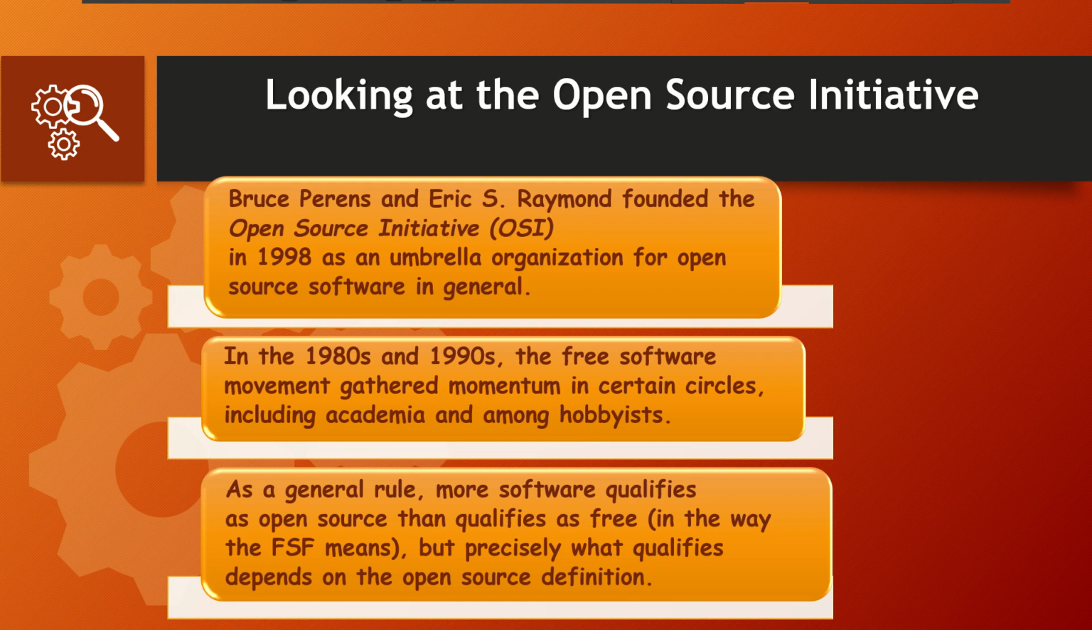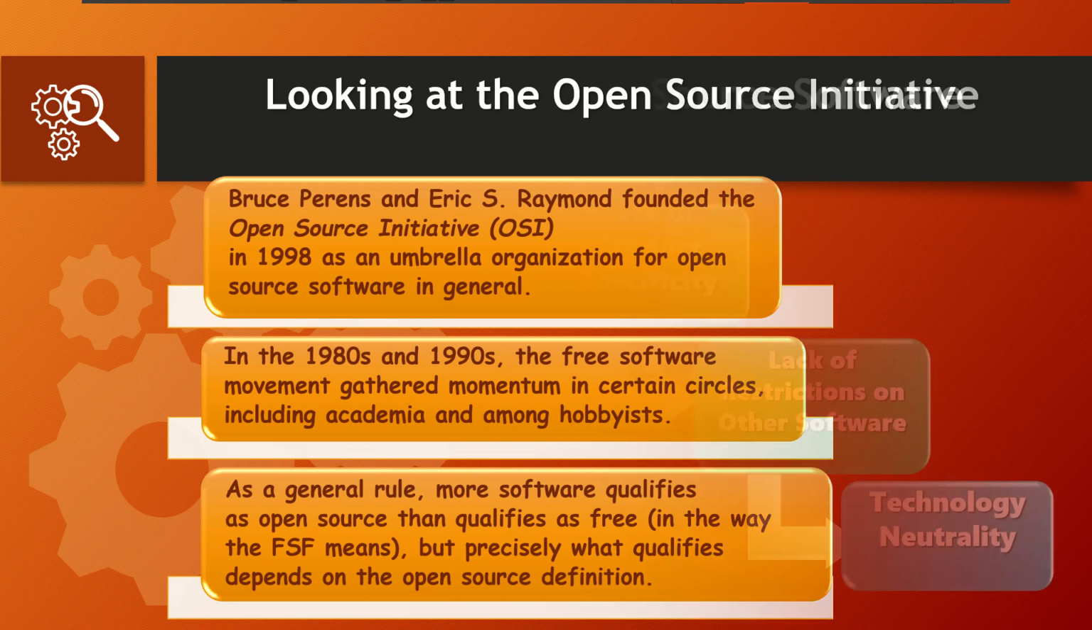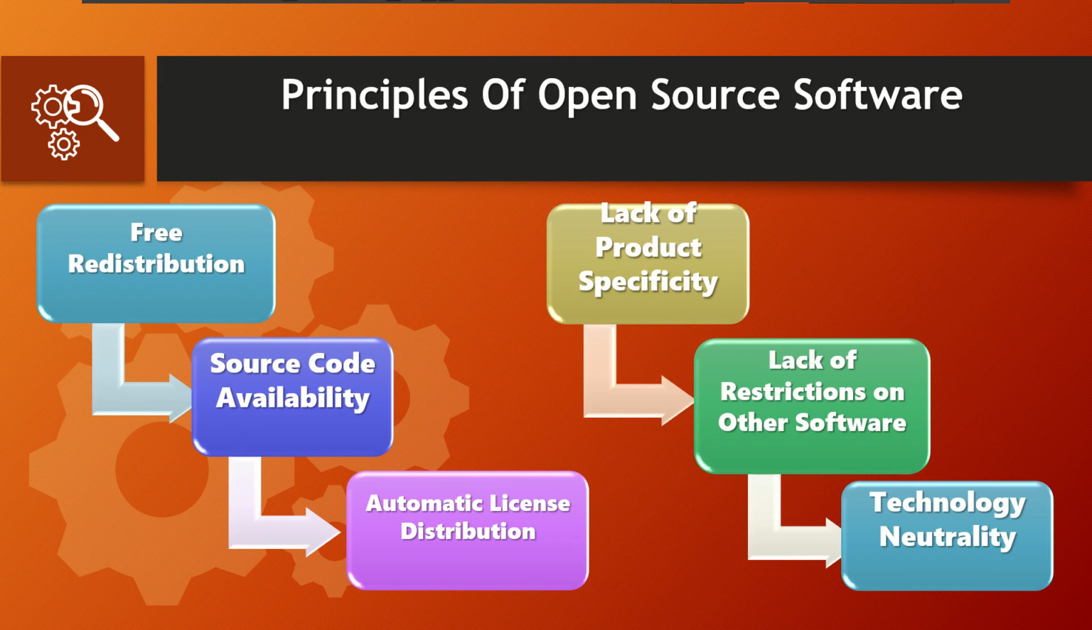Now, what are the principles of open source software? The first is free redistribution. The license must permit redistribution, including redistribution as part of a larger work. The second one is source code availability. The author must make source code available and permit redistribution of source code and, if applicable, binary code. The third one is automatic license distribution. The license must apply to anybody who receives the program without needing a separate agreement.